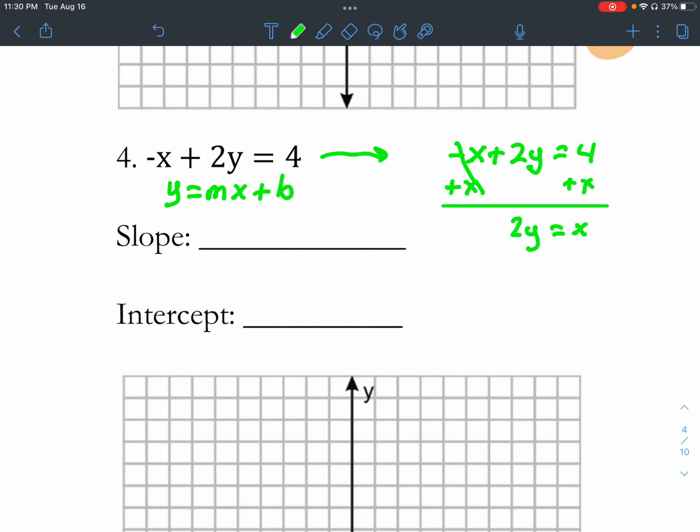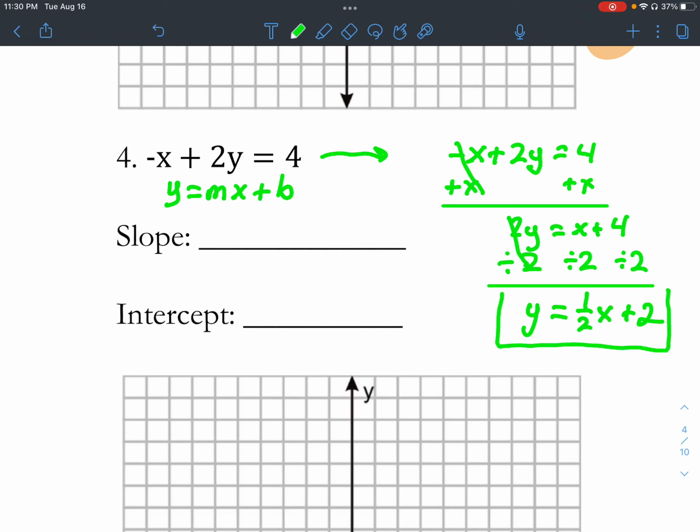Remember, write your x's first. Then I'm going to divide by the number we have in front of the y, the coefficient. Make sure all of your numbers are being divided. We end up with y equals 1/2 x plus 2. I sometimes like to box those answers because they're not really answers, but they're very useful information.